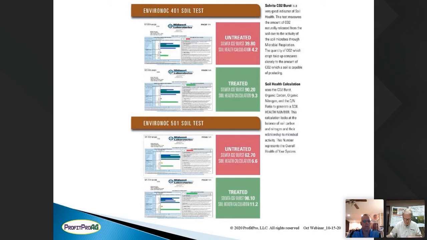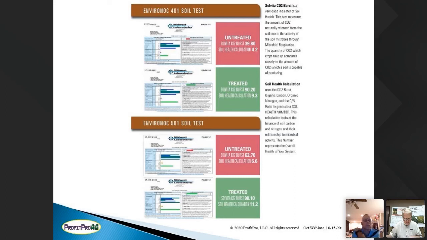The quantity of CO2 the crop takes up compares to the amount of CO2 the soil releases. Okay, so we're not reliant just on the atmospheric nitrogen, but we're releasing it from the soil. Now, what that shows on the top one there, the 401, and we'll use 401 in the starter, or we can use it as a pre-emergent after planting.